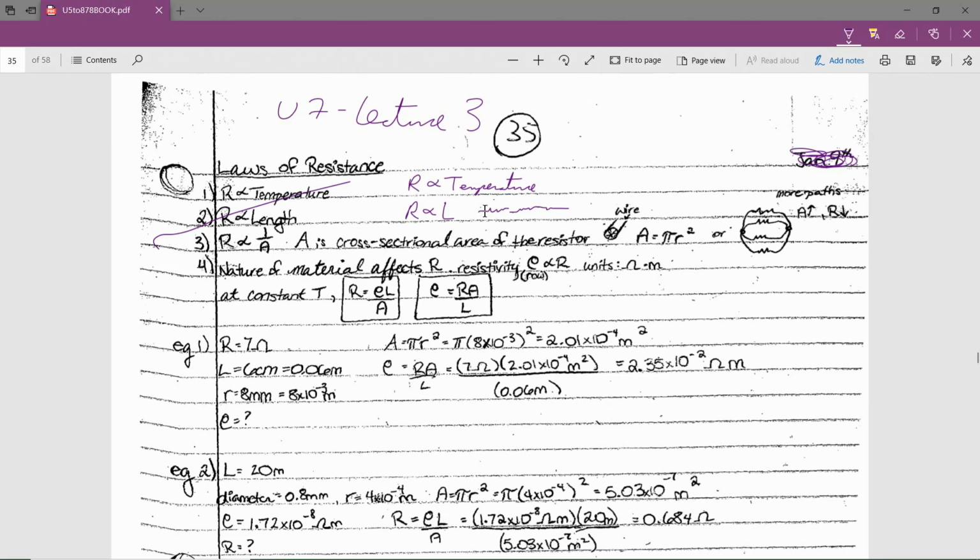And the third one is that resistance is proportional to 1 over the cross-sectional area. We're going to assume that all our resistors are like cylinders. So the cross-sectional area is the area of a circle, pi r squared. So we're saying that if you have a larger cross-sectional area, you are going to have less of a resistance.